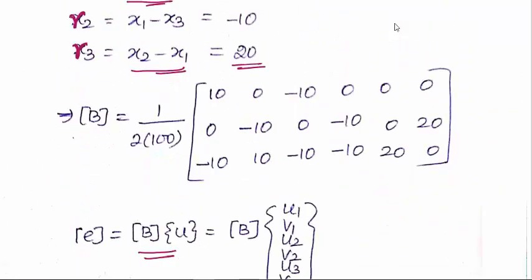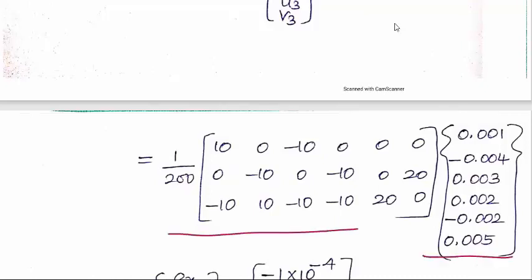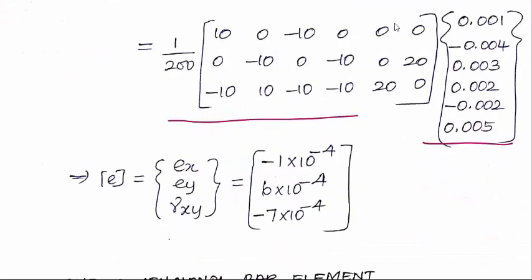So now we can substitute the strain displacement matrix and the displacement matrix in the strain component formula. By multiplying these two matrices, we can get the strain components along x-axis, y-axis and in the shear direction. How the Ex value is calculated from the matrix multiplication: by multiplying the first row with the first column, we can get the value of Ex.